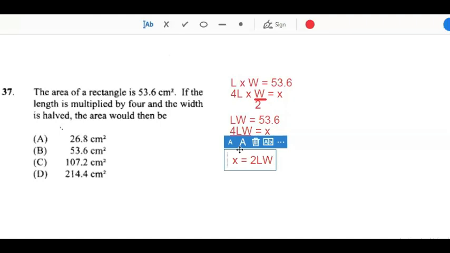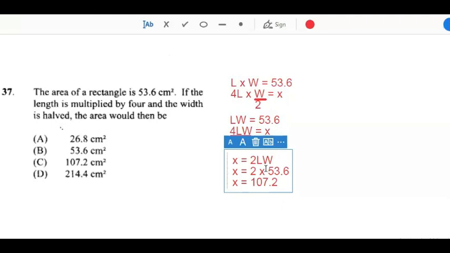I hope we're following. So if x is now equal to 2 length times width, the length times width right here represents the area, and we know what the area of this rectangle was. It's 53.6. So therefore x is equal to 2 multiplied by 53.6, and the 53.6 represents the area, the length times the width. So therefore x is equal to 107.2.